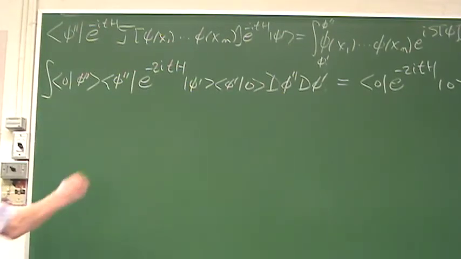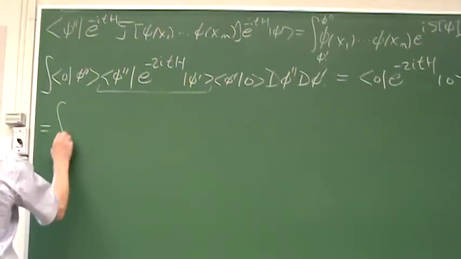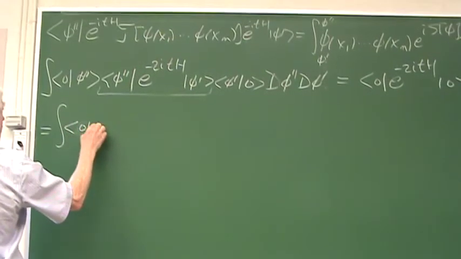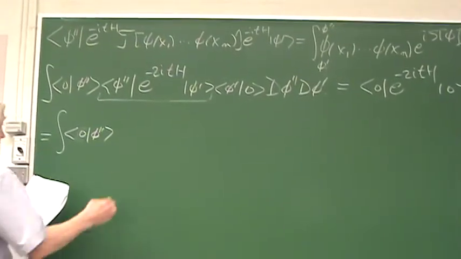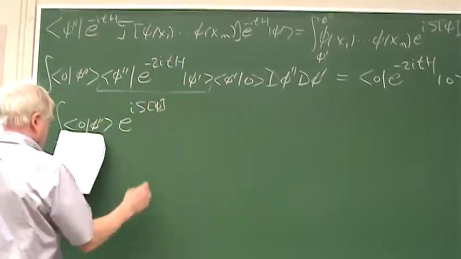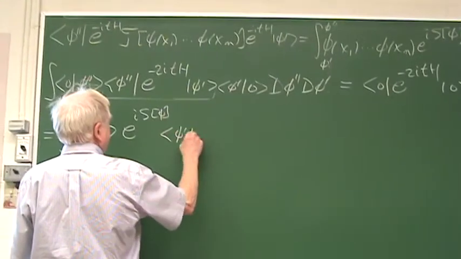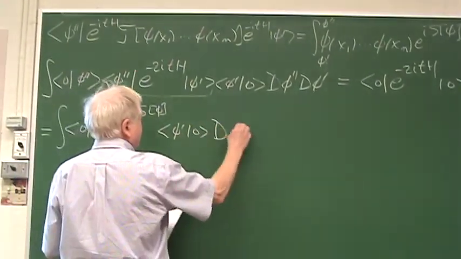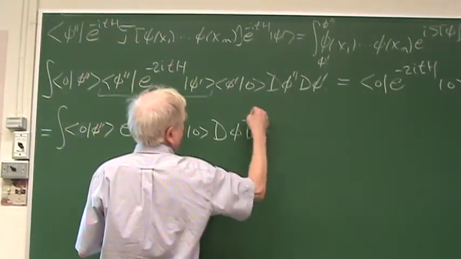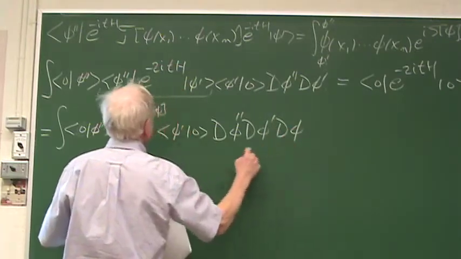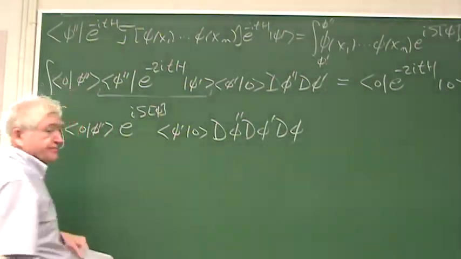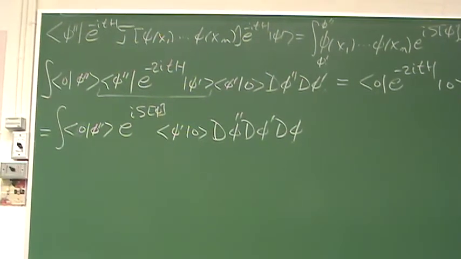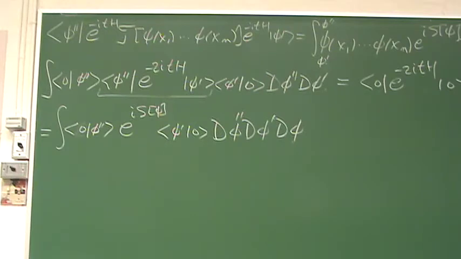On the other hand, we know what this is. This is a certain path integral. So this is equal to an integral, the wave function of the vacuum, or the complex conjugate of it, a path integral, and let me write it down nicely, e to the i, the action functional, the wave function of the ground state, and now we have to integrate D phi double prime, D phi prime, D phi. The D phi is for this, and the D phi prime and D phi double prime are these. All right, so it's worth looking at that for a moment and appreciating that that's what we have.